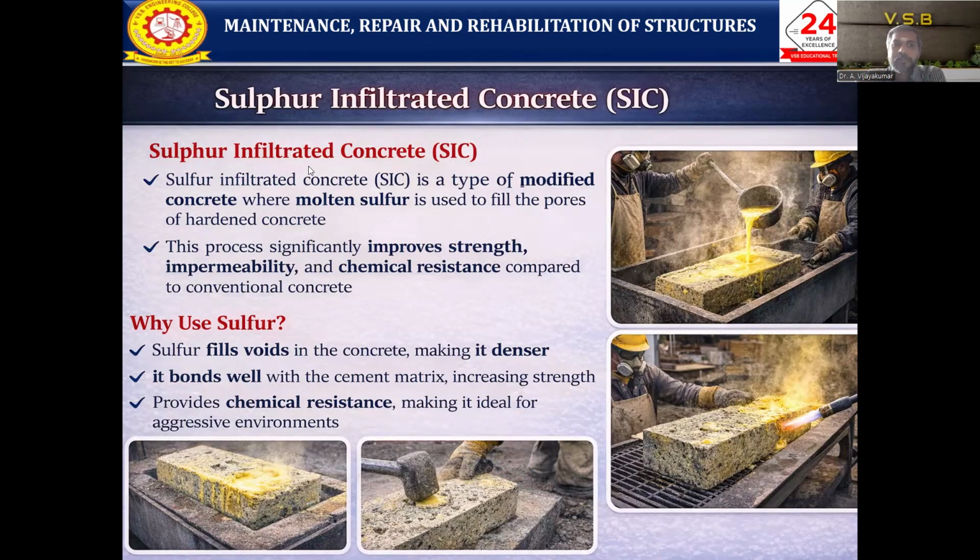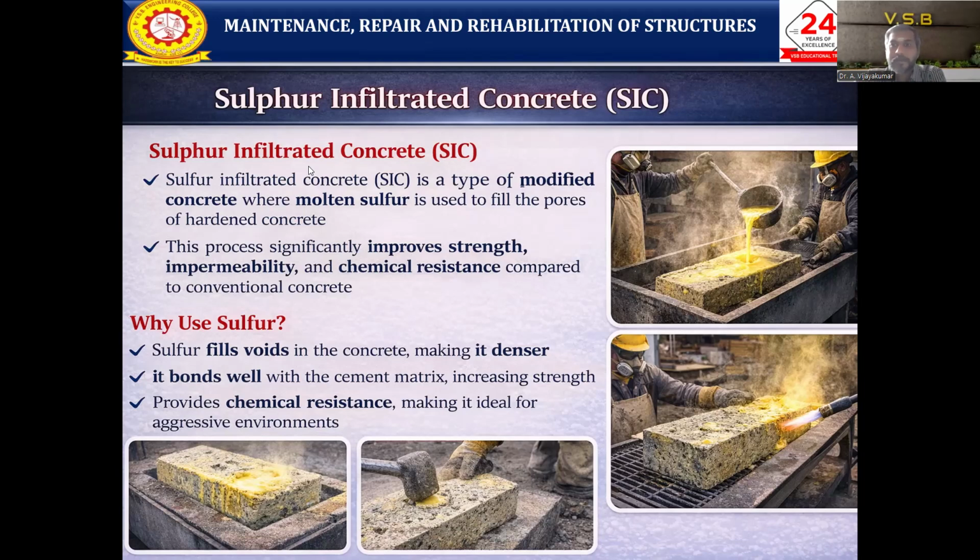This process significantly improves the strength and impermeability, so water cannot enter. That means less than 1% absorption will be there, and chemical resistance is better when compared to conventional concrete. Why do we need to use sulfur? Sulfur fills the voids. In hardened concrete, if you use sulfur, it fills the voids in the concrete and makes the concrete denser.